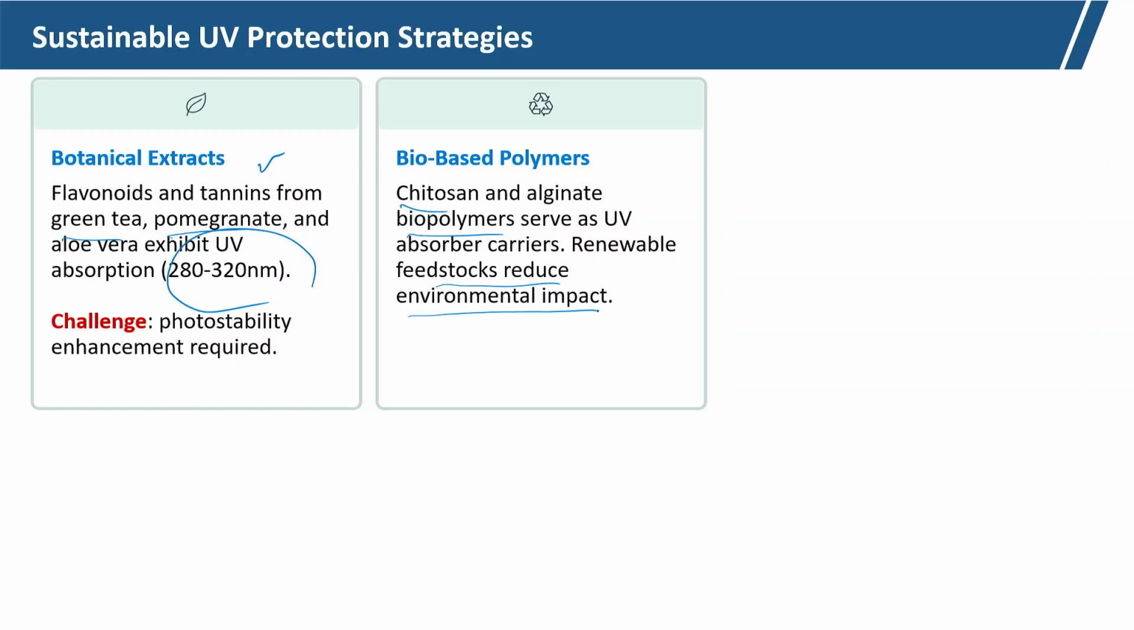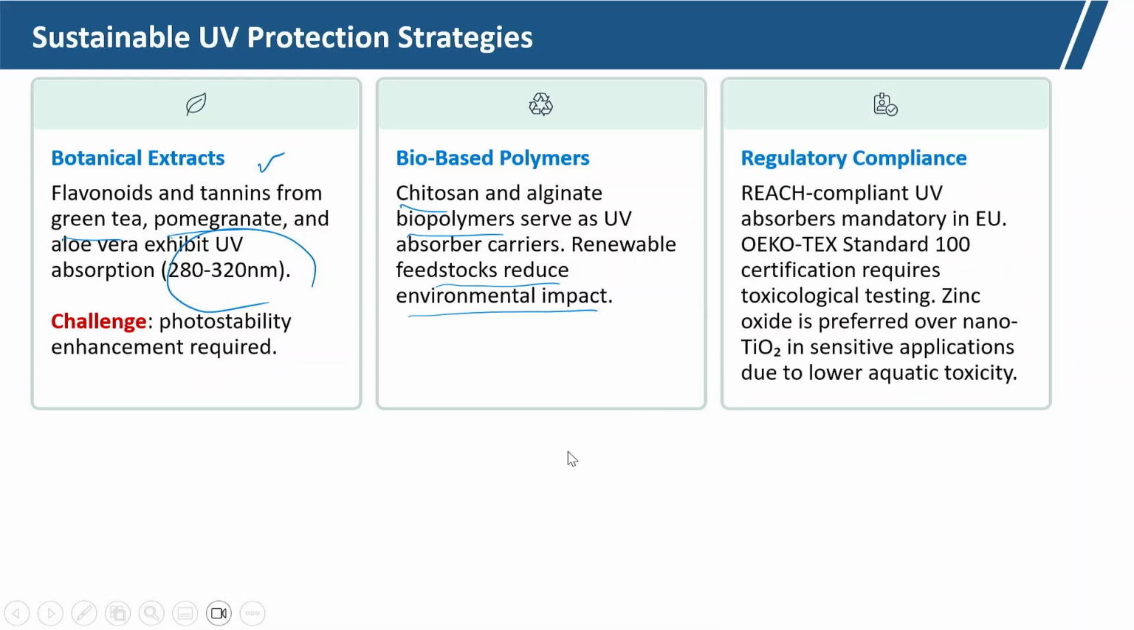So, that is important. Although it is a bio based polymer, it will have an environmental impact, and renewable feedstock will reduce it. And there are regulatory compliances: REACH compliant UV absorbers are mandatory in the European Union. We have to follow this compliance. Oeko-Tex Standard 100 categorizes the requirement of toxicological testing.